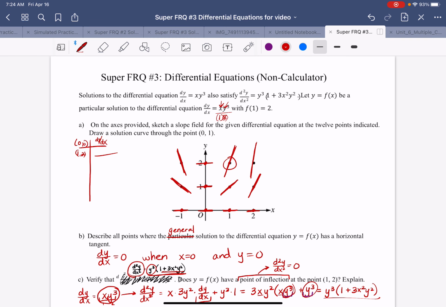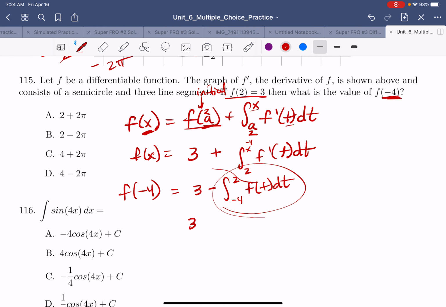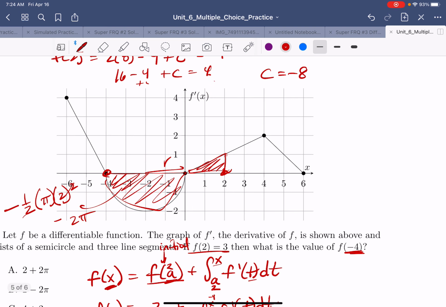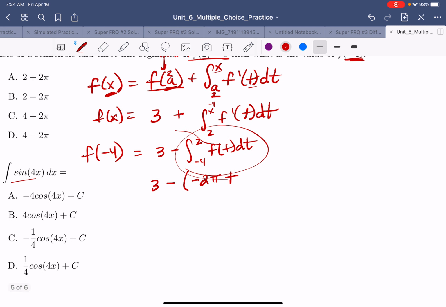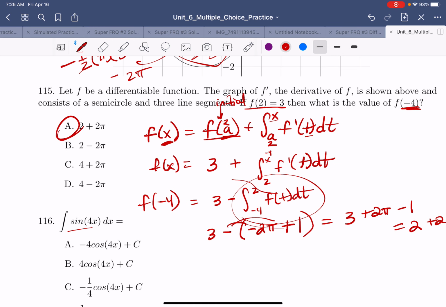Well, I want to give myself space for the other problem. Actually, that's going to be an easy one. I'll just do it here. So 3 minus parentheses negative 2 pi plus, because this area is going to be above, 1/2 times a base of 2 times a height of 1 is just 1. So 2 pi plus 1, which is 3. If I distribute the negatives, it'll be 3 plus 2 pi minus 1. So that's equal to 2 plus 2 pi. Right? So that is 115 is A.